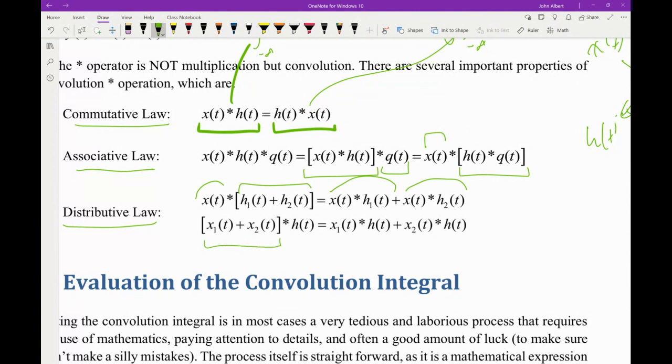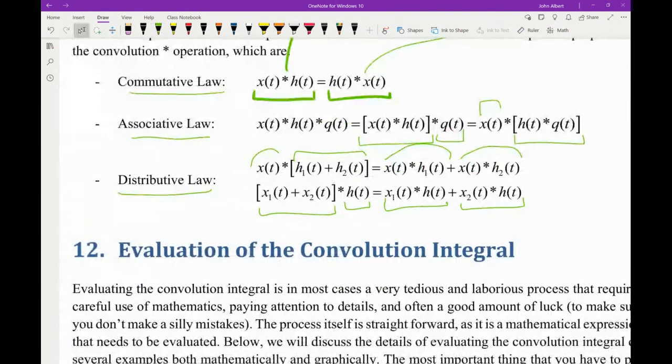Or you can also do it this way. If you have two signals, x1 and x2, that are added, and then you feed them to a system with an impulse response h, you can find the output due to the first input only, x1 convolved with h, and find the output due to the second input alone, x2 convolved with h. Add them, and you'll get exactly the same answer. So those are straightforward. I do not need to discuss them further.